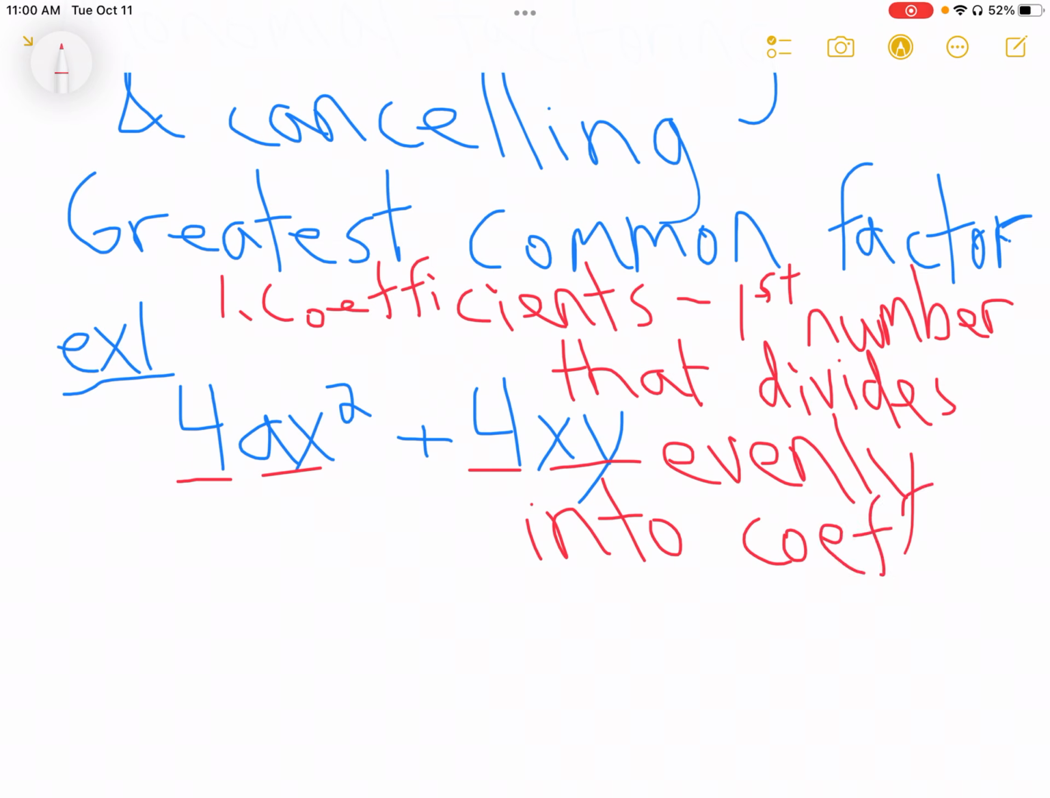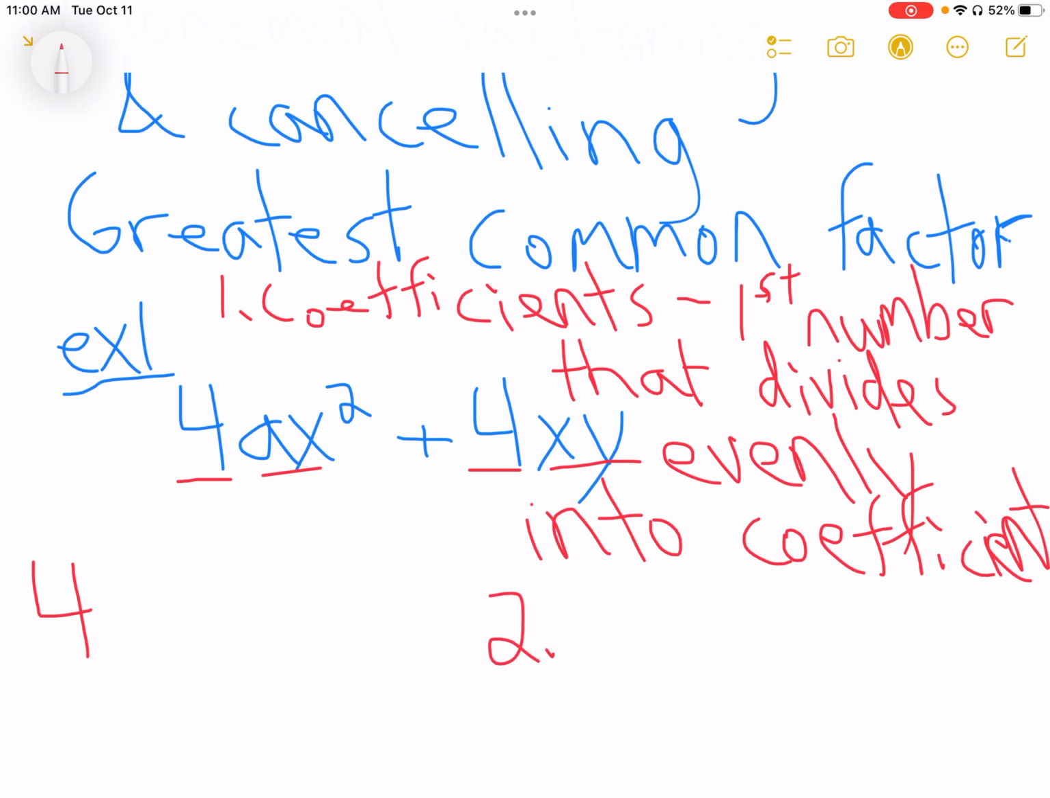We've talked about coefficients before, but these coefficients are the numbers in front of my terms here. So I have 4 in both of these, right? So what is the number that divides into those? Well, it's obviously 4. So my greatest common factor for my coefficient would just be 4. So I can just put 4 here. Okay, so that's my coefficients.